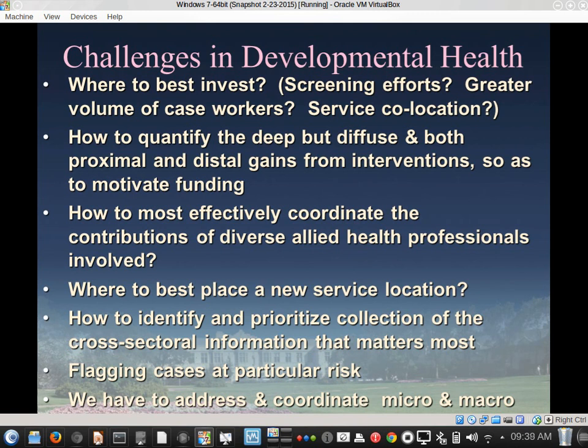How do we effectively coordinate the contributions of diverse allied health professionals who are involved in this? The PTs, the OTs, the speech therapists, the folks involved in the social work side. How do we mobilize those actions and get them to coordinate most effectively in terms of the case handoffs, but also in terms of sharing information? What's the best place to place a new service location in the context of shifting populations and migrant populations? How can we identify and prioritize collection of cross-sectoral information that matters most?